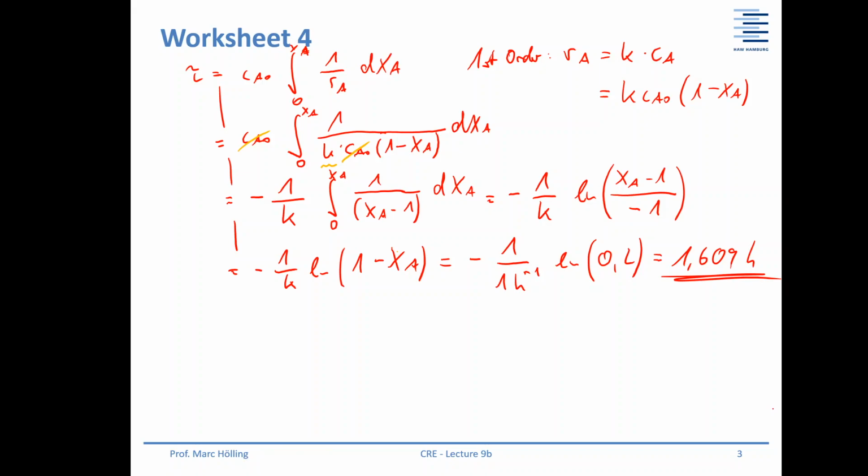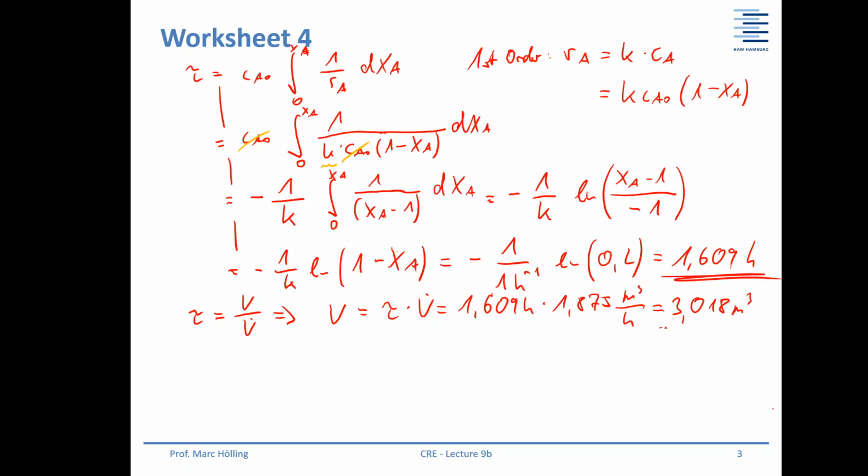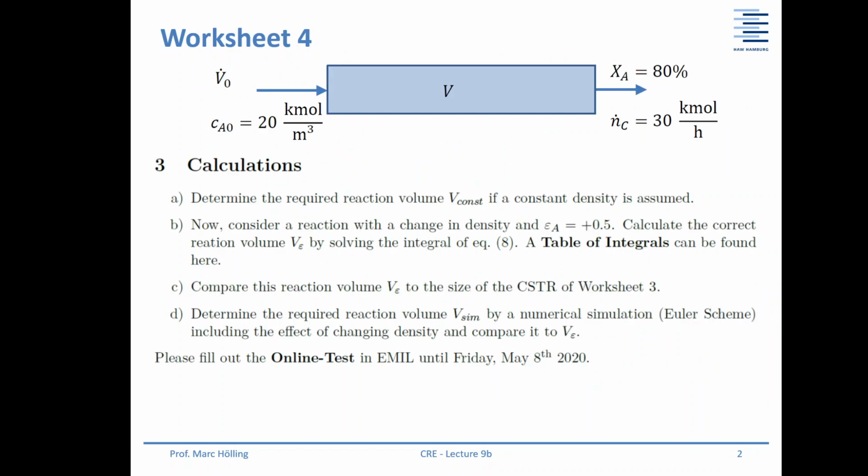Okay, but actually the question was not the residence time, but the reactor volume. So maybe we can say, okay, this is volume divided by the volume flow, and then you can say my reactor volume is tau times V constant, and this is 1.609 hours times 1.875 cubic meters per hour, and then you end up with a reactor volume of 3.018 cubic meters. This value we calculated in the last worksheet, so this was just copy and paste from worksheet 3. Okay, that was the easy one, I think.